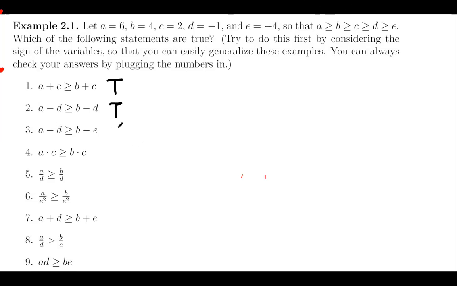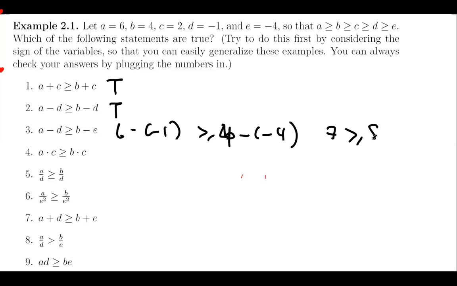All right, sorry about that. Yeah, so like Anant said, if you plug in the numbers, you get 6 minus -1 is greater than B, which is 4 minus -4, which is 7 greater than or equal to 8, which is not true. So if you subtract two inequalities, the subtraction actually doesn't work. My bad.